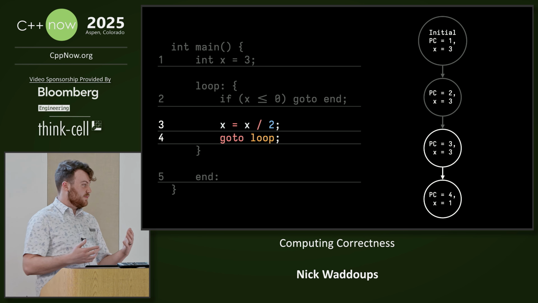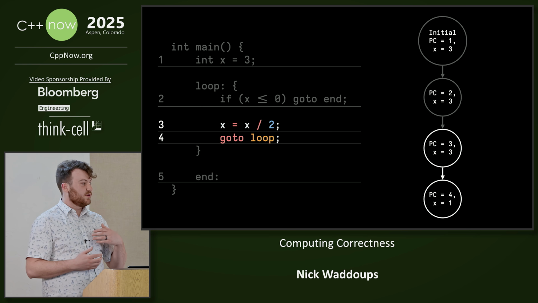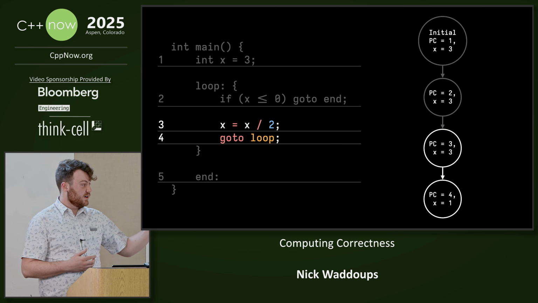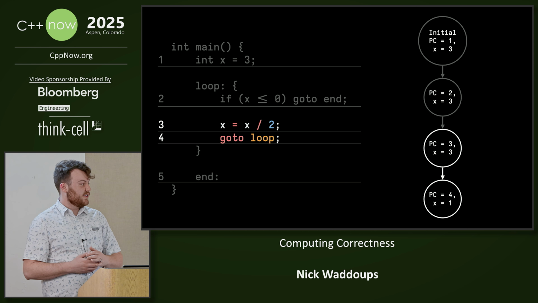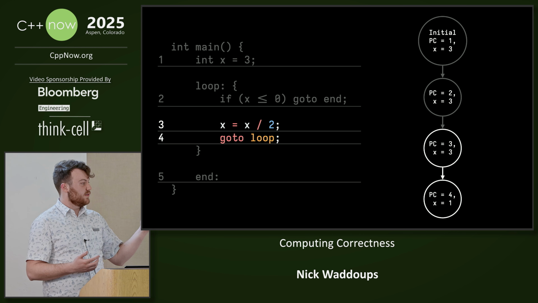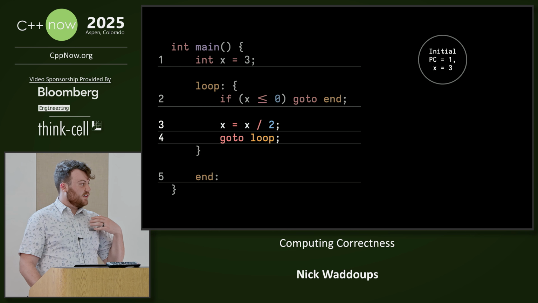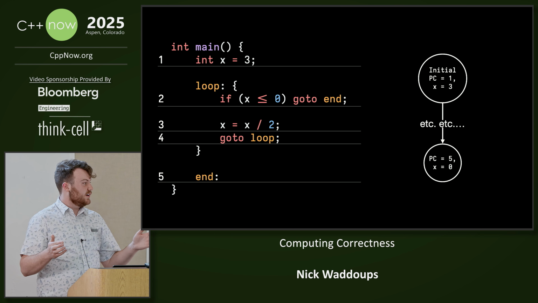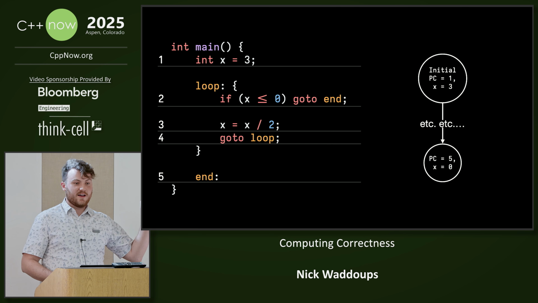From here on, it's pretty simple. We go to program counter 3, and after program counter 3, we go to program counter 4. We can see that in between these, our value of x updates because we do some computation on it on line 3. And then the model checker will go through this sequence of computations, and eventually it will get to program counter equals 5, and in this case, x will be equal to 0.